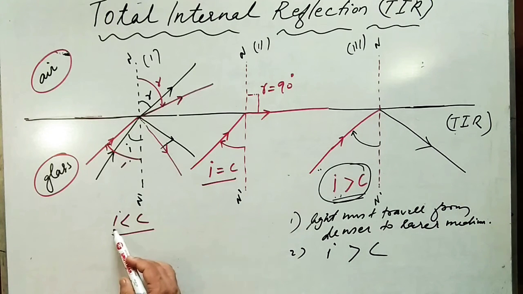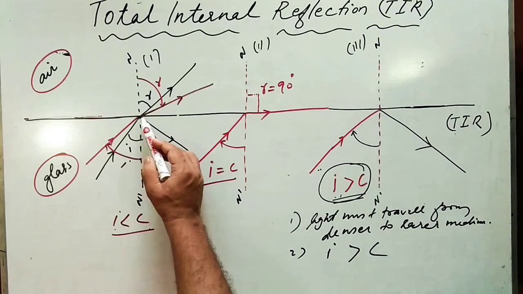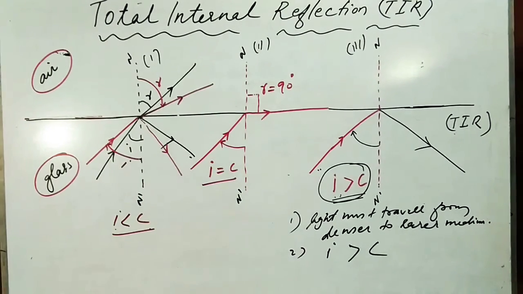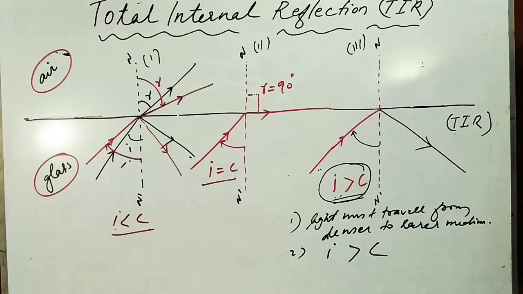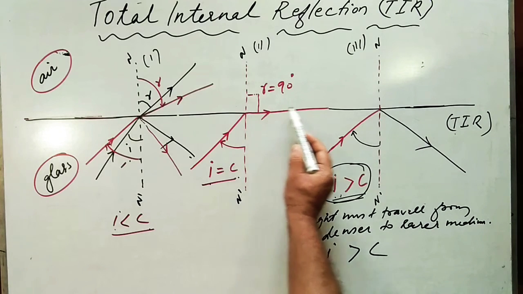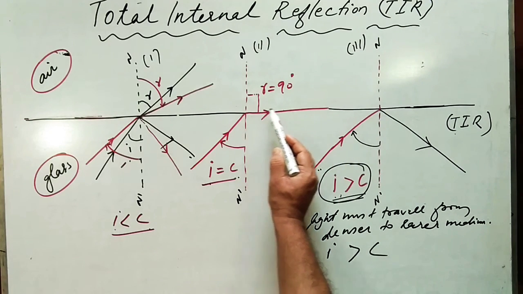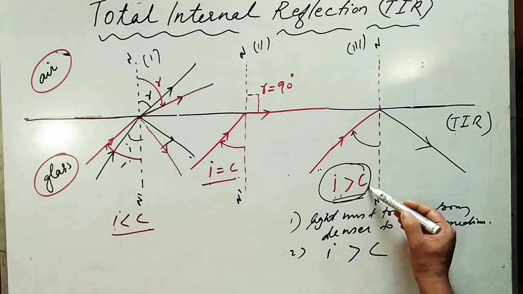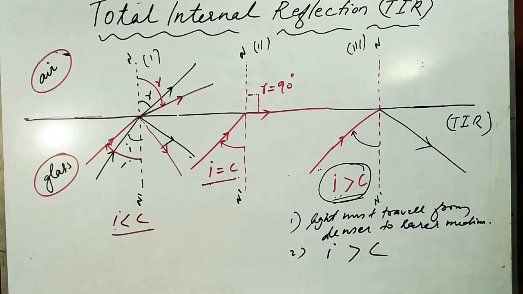Otherwise, what will happen? For an angle of incidence less than the critical angle, partial refraction and reflection will take place at the boundary of this pair of media. When the angle of incidence is equal to the critical angle, grazing emergence will take place, that is, the light ray will pass along the boundary. And when the angle of incidence is greater than the critical angle, TIR will take place. So remember the two conditions essential for TIR to take place. What is total internal reflection, and what are the conditions essential for TIR to take place? These are two important questions from the board examination point of view.